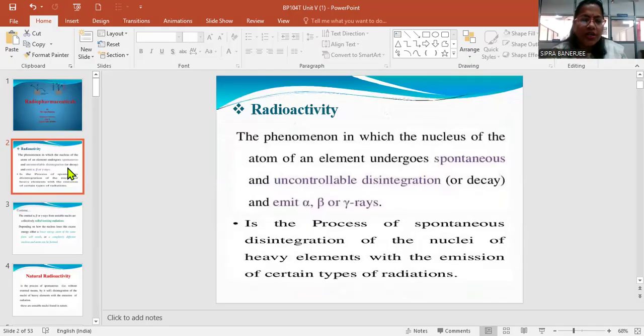Now, first of all, you should know what is radioactivity. By definition, it is the phenomenon in which the nucleus of the atom of an element undergoes spontaneous and uncontrollable disintegration or decay, that is, emitting alpha, beta or gamma rays. So this is a phenomenon, this is an activity. Some of the elements which are found in the periodic table or found in nature have the ability to emit this type of radioactive rays. So this is the process of spontaneous disintegration of the nuclei of heavy metals or elements with the emission of certain types of radiation. Okay.